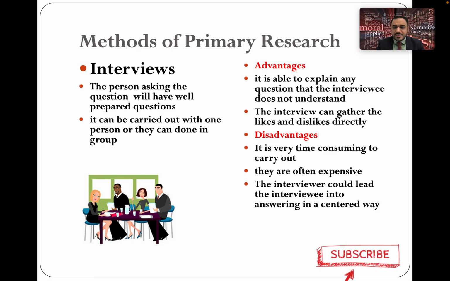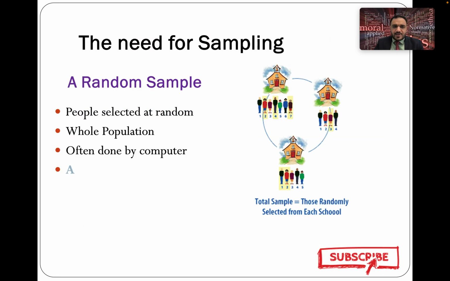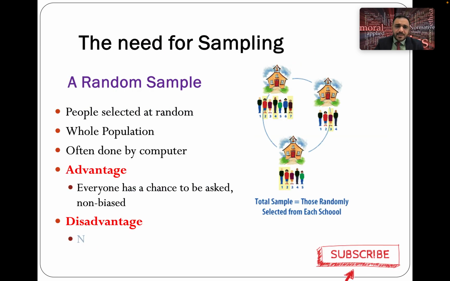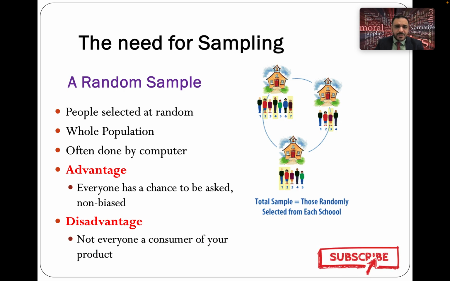It's very easy to understand. You can have the points, you can easily understand. There is nothing difficult in this. Next part is the need for sampling. Here we have two types to discuss: random sampling and quota sampling. First of all, we talk about what random sampling is.